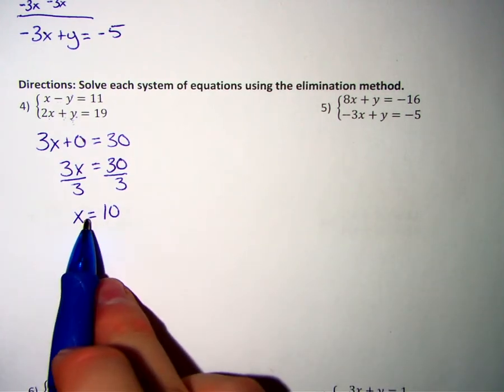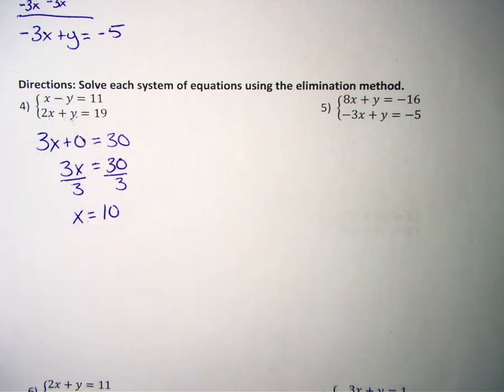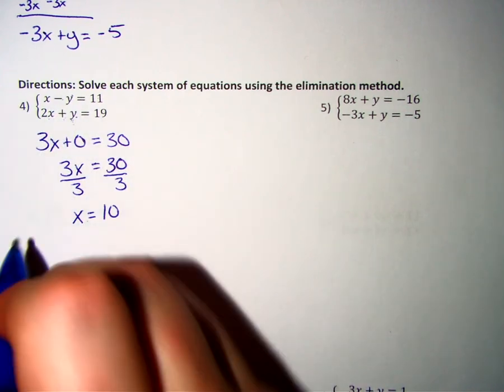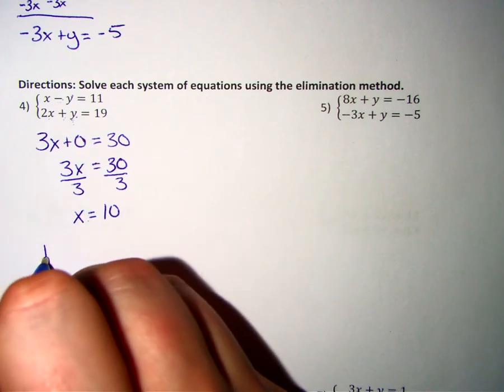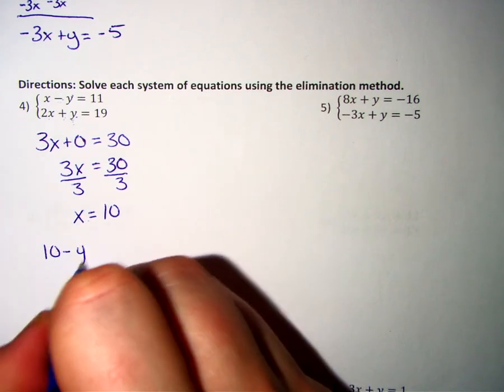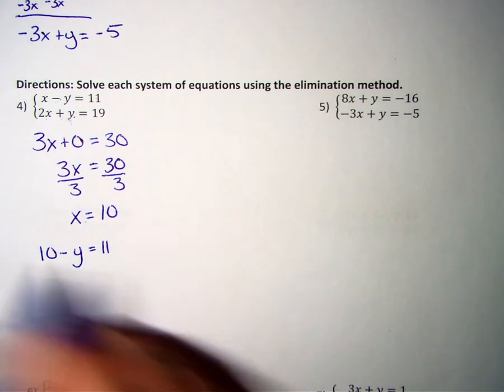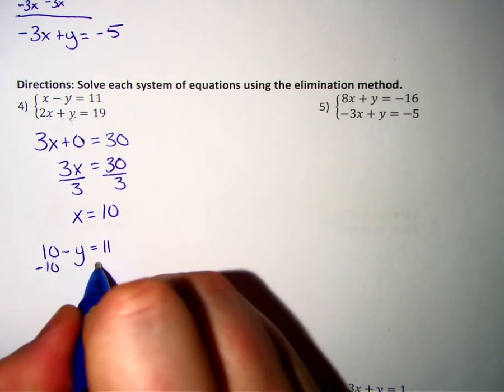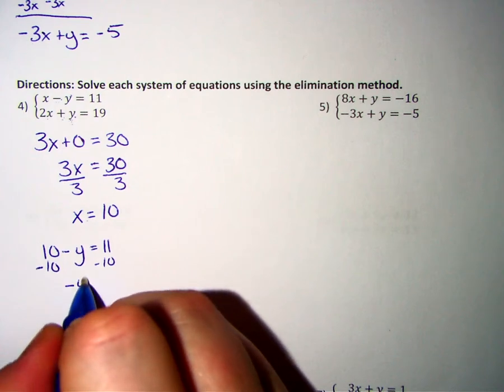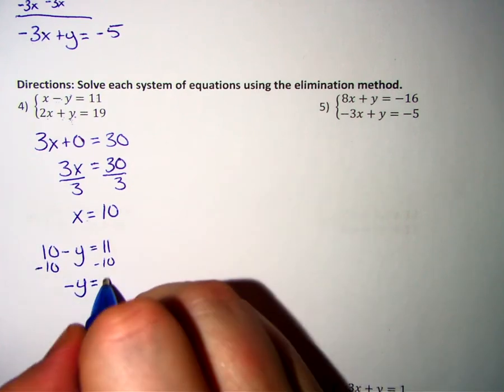Now that we know the value of x, we can plug the value of x into our equation. x, which is 10, minus y is equal to 11. So I will subtract 10 from both sides. Negative y is equal to 1.